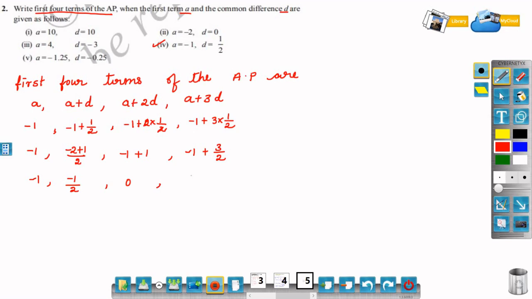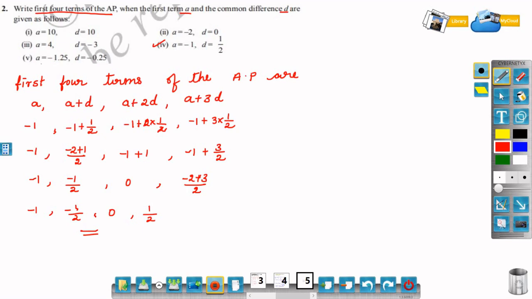Here take the LCM. 2 is the common denominator. 2 into 1, minus 2 plus 3. So minus 1, comma, minus 1 by 2, comma, 0, comma, 1 by 2. These are the four terms of the AP, when the first term is minus 1 and the common difference is half. Then the remaining problems you can do.